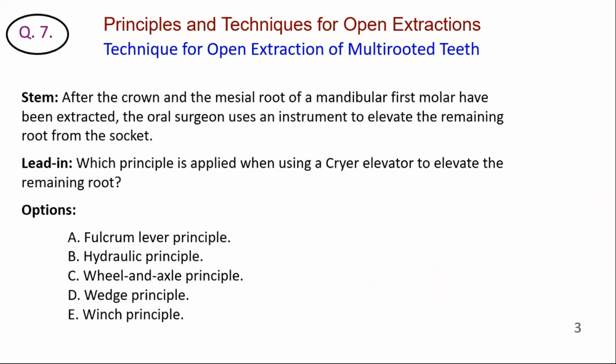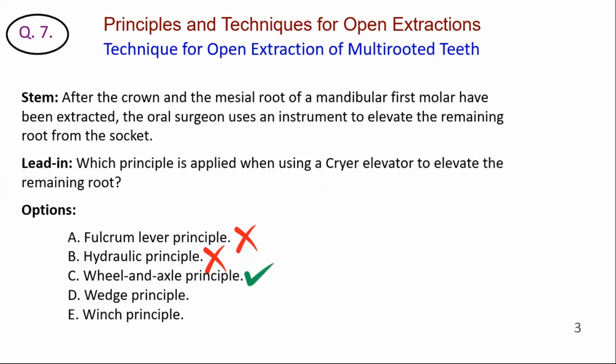Next is, after the crown and the mesial root of the first molar have been extracted, the oral surgeon uses an instrument to elevate the remaining root from the socket. Which principle is applied when using a Cryer elevator to elevate the remaining root? Not applied in this specific use of the Cryer elevator. Not relevant to this procedure. Used when the Cryer elevator is rotated to elevate the root.